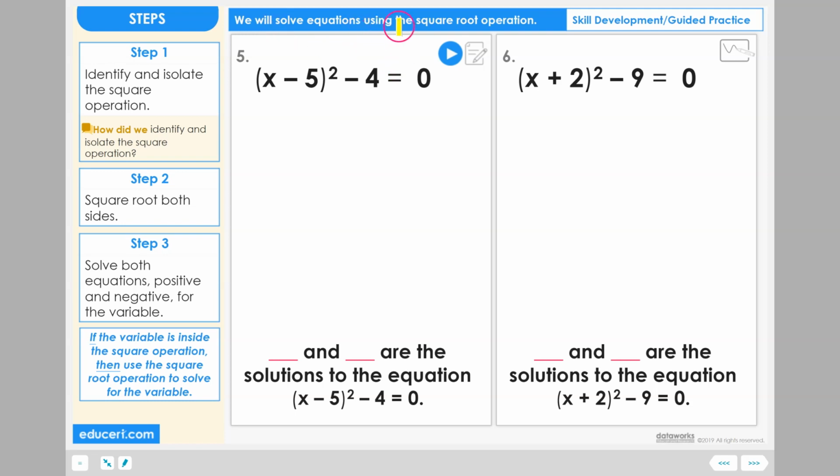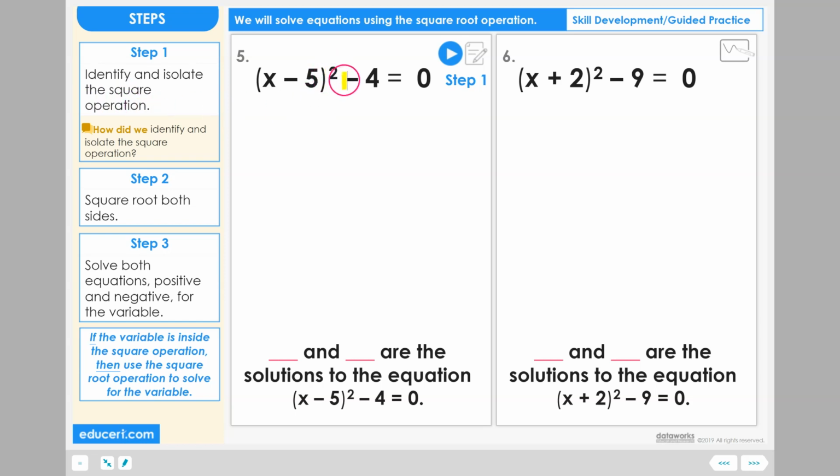Let's solve equations using the square root operation. Equation number 5. The quantity x minus 5 squared minus 4 equals 0. Step 1. Identify and isolate the square operation.